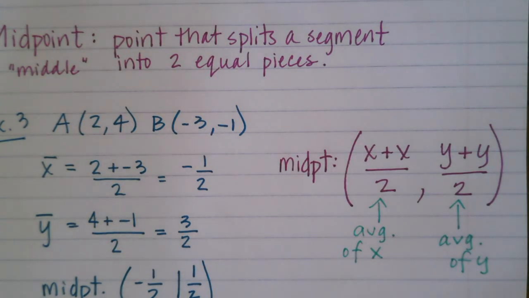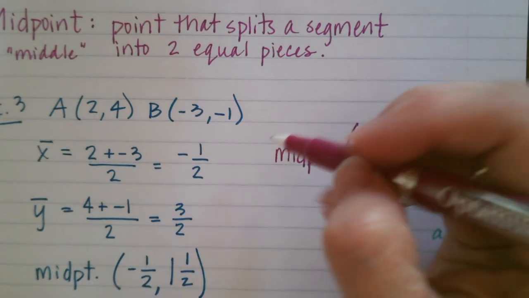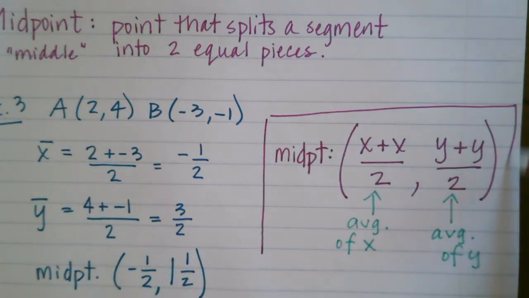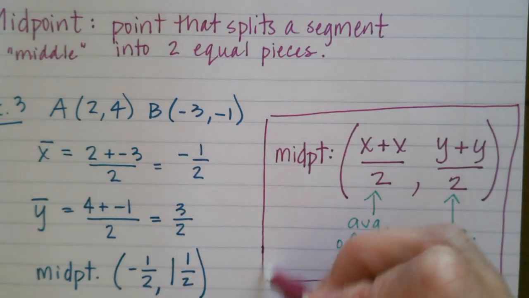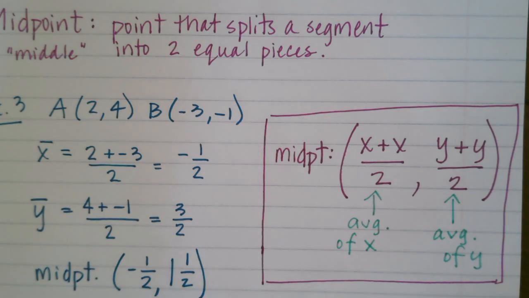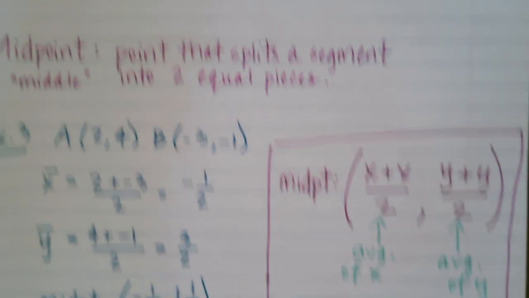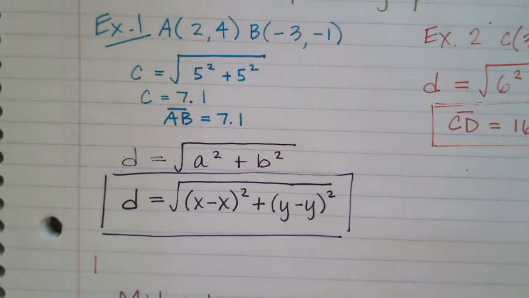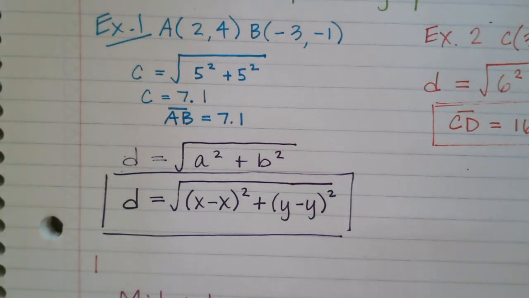So that's an introduction to how you find distance and midpoint. Again, there are two formulas, so maybe we should box this one in here. For the midpoint, we just average the x's and average the y's. That's very straightforward. And then the distance formula just comes from the Pythagorean theorem.